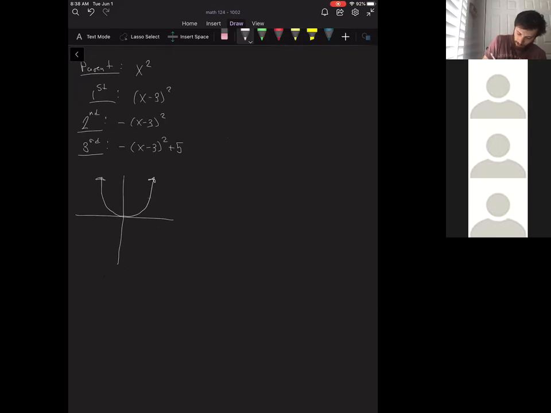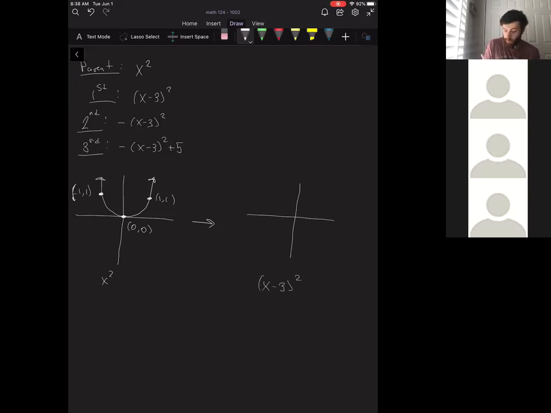And before we put these points on, 1, positive 1, 0, 0, and minus 1, 1. So here's x squared. Here's our first graph, or just the parent function. So now let's move on to our first transformation, which was x minus 3 squared.